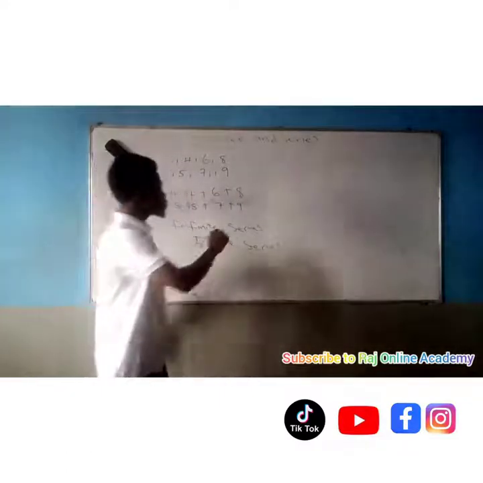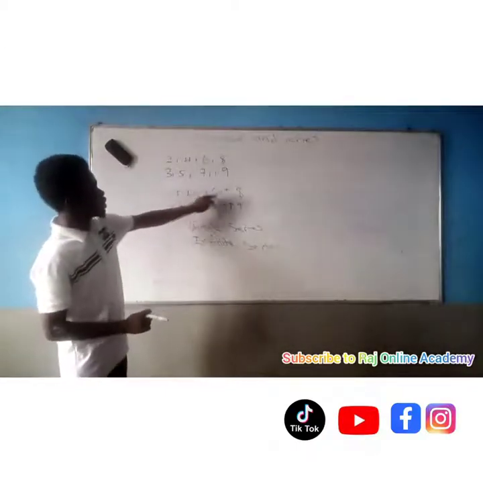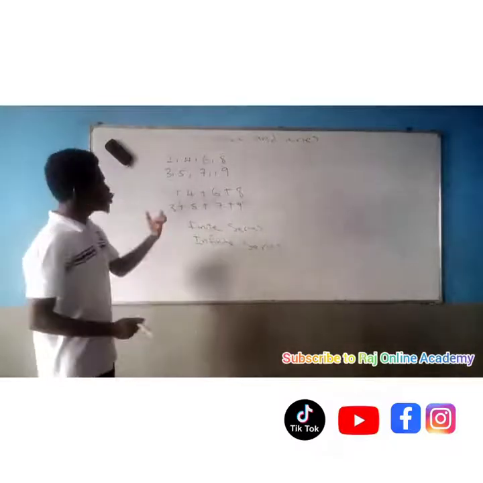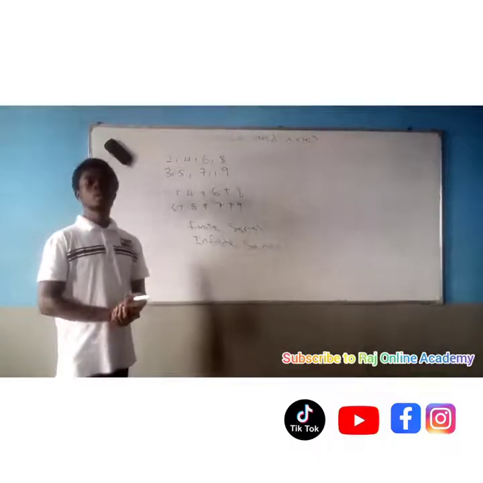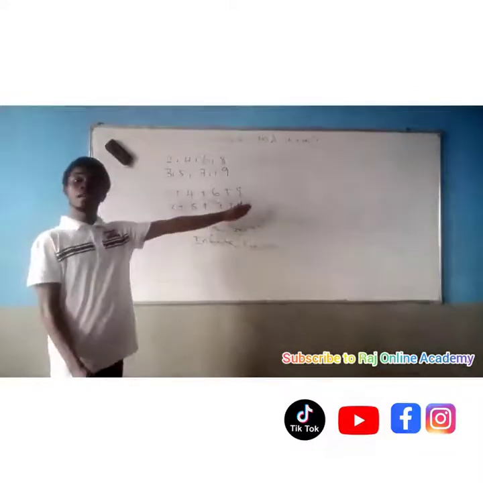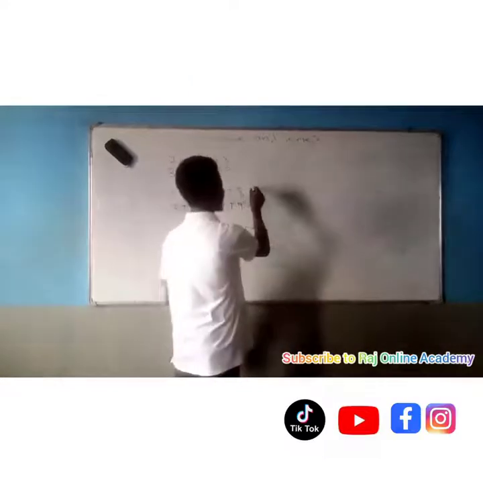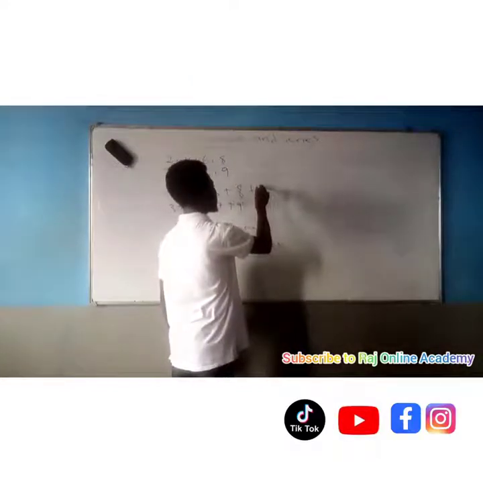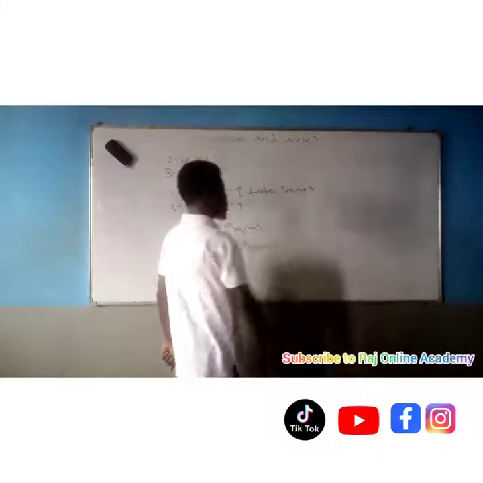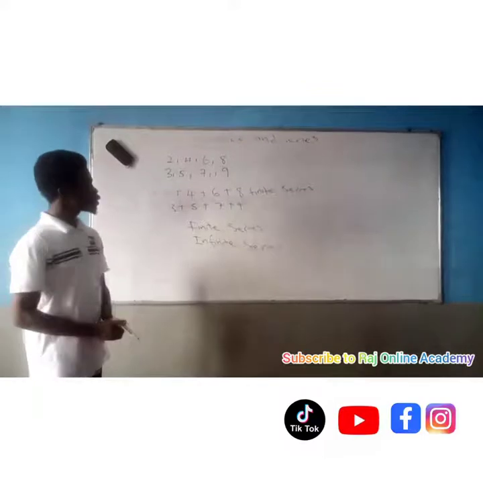Example here. Now we have 2 plus 4 plus 6 plus 8. If we are asked, do we know the last term? Yes, we know the last term. The last term here is 8. So in this case, we can call this series a finite series.